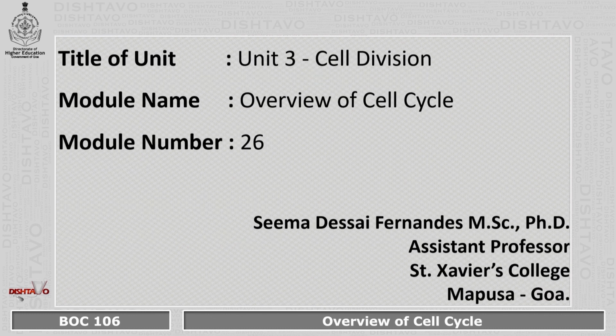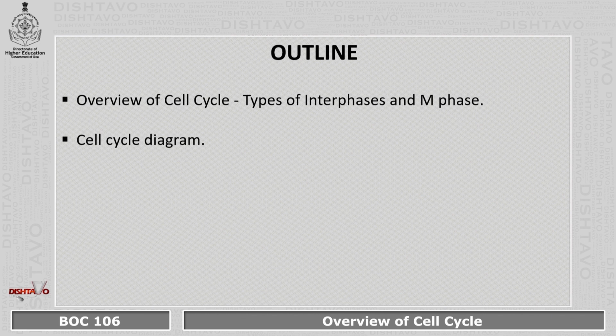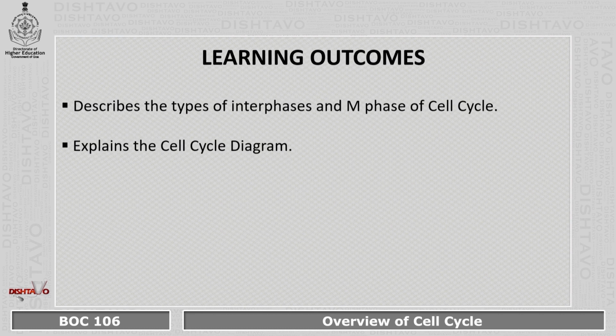The title of the unit: Unit 3, Cell Division. Module name: Overview of Cell Cycle, Module number 26. Outline: Overview of cell cycle. In this, you are going to learn the types of interphases and M phase, and the cell cycle diagram. Learning outcomes: describe the types of interphases and M phase of the cell cycle, and explain the cell cycle diagram.